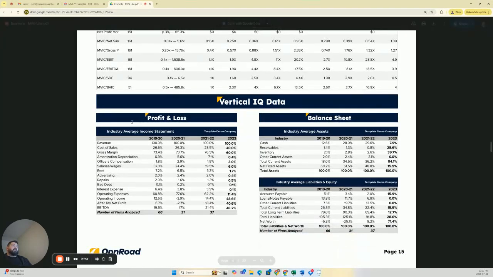Vertical IQ data. So then you have your profit and loss. So this is the normal company. Here's the multiples that it typically sells for, right? And then the normal company here is the balance sheet. Here's what the normal company's balance sheet looks like.